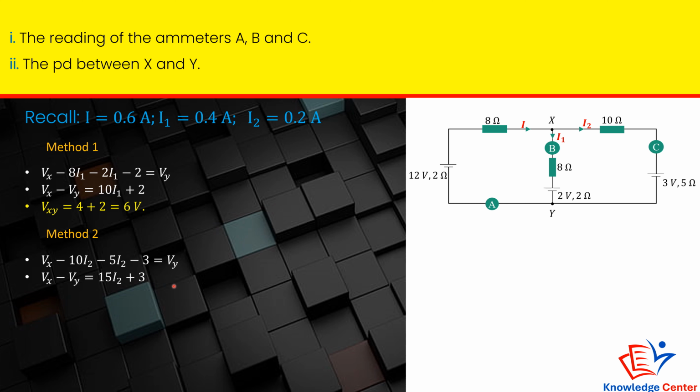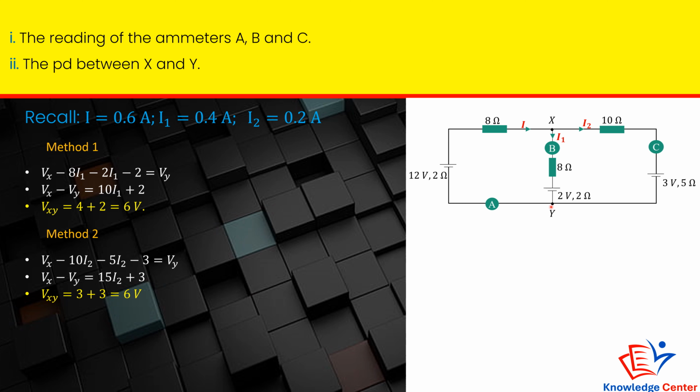If we simplify this, Vx minus Vy, we send things one way and the others the other way. And so Vxy becomes 15I2. Remember that I2 is 0.2. When you multiply those two, you have 3. Then plus this 3, that gives you 6 volts, exactly the same as what you got over here. This tells you that regardless of the path that you choose to go through, the PD between X and Y is exactly the same.